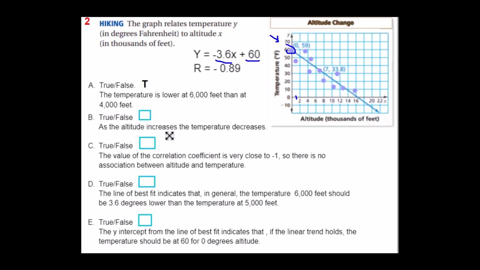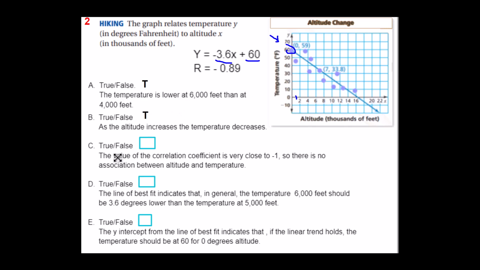As the altitude increases, the temperature decreases. So go back and make sure you're looking at altitude. So as altitude increases, let's just pick a place up here, go from 4,000 to 6,000. Is the temperature going down? Yes, the temperature is decreasing. So that's going to be true.